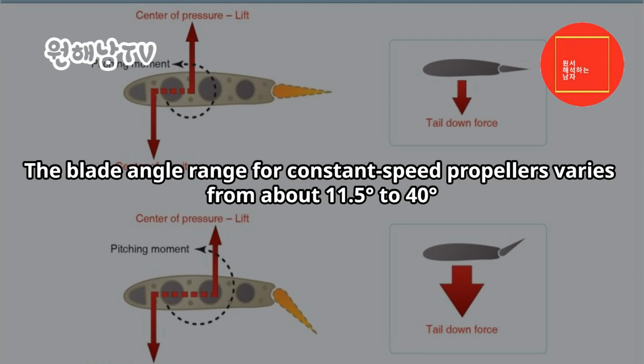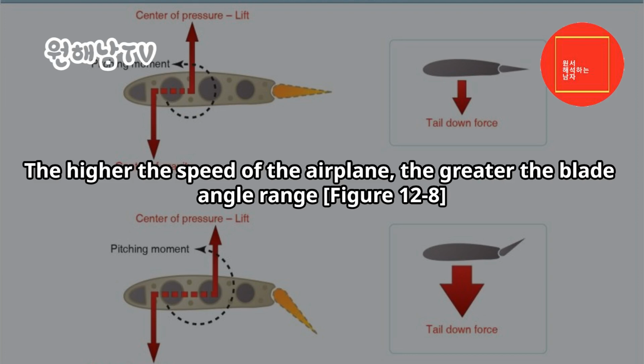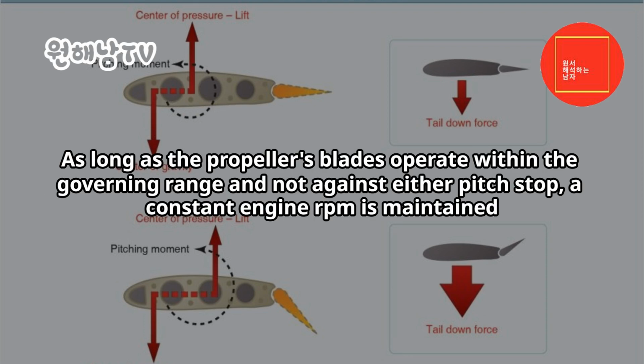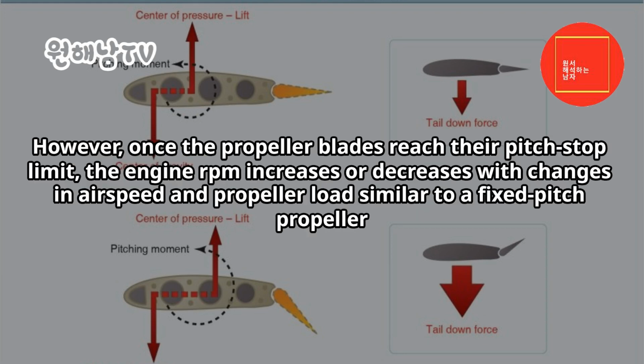Governing range. The blade angle range for constant speed propellers varies from about 11.5 to 40 degrees. The higher the speed of the airplane, the greater the blade angle range. Figure 12-8. The range of possible blade angles between high and low blade angle pitch stops define the propeller's governing range. As long as the propeller's blades operate within the governing range and not against either pitch stop, a constant engine RPM is maintained. However, once the propeller blades reach their pitch stop limit, the engine RPM increases or decreases with changes in airspeed and propeller load similar to a fixed pitch propeller.